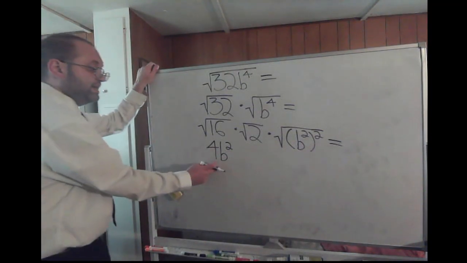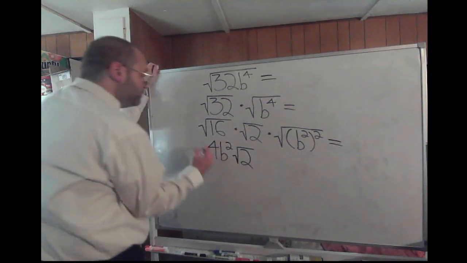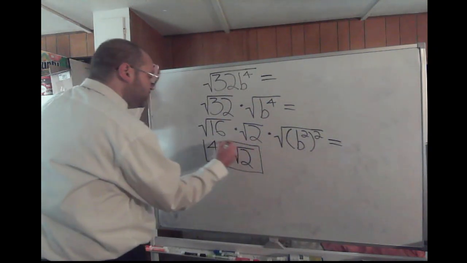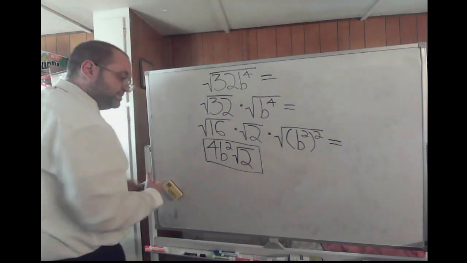So we can leave that as 4b to the second times the square root of 2. That would be your answer. So you would end up getting 4b to the second times the square root of 2.